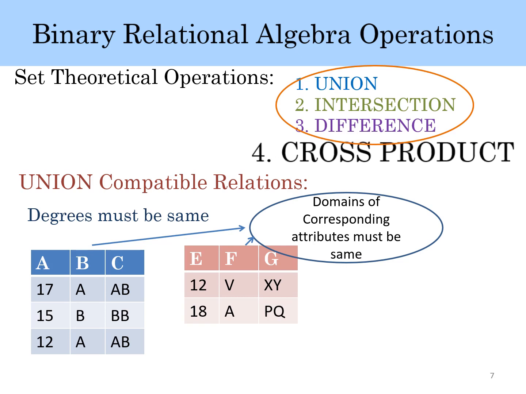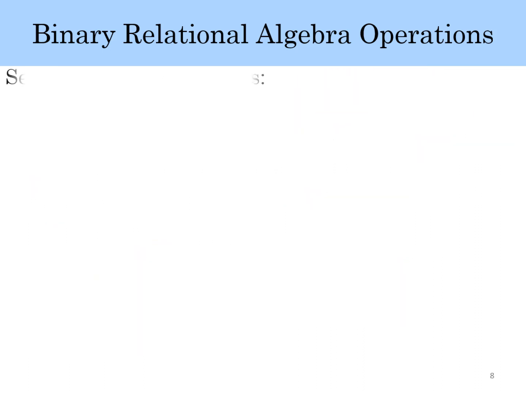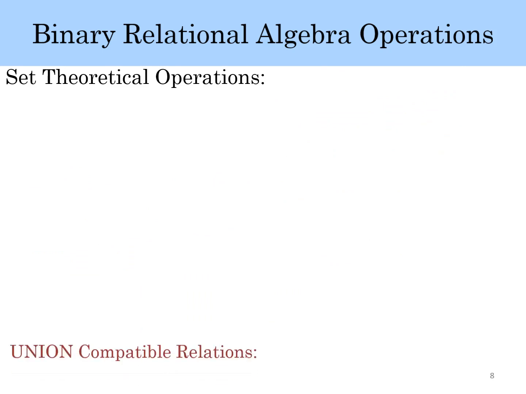So these two tables are union compatible tables or union compatible relations. But cross product does not need any such condition. Cross product is the one which can use any two tables. This is also a binary relation operation. It can operate on any two types of tables. So we shall see some examples on this.